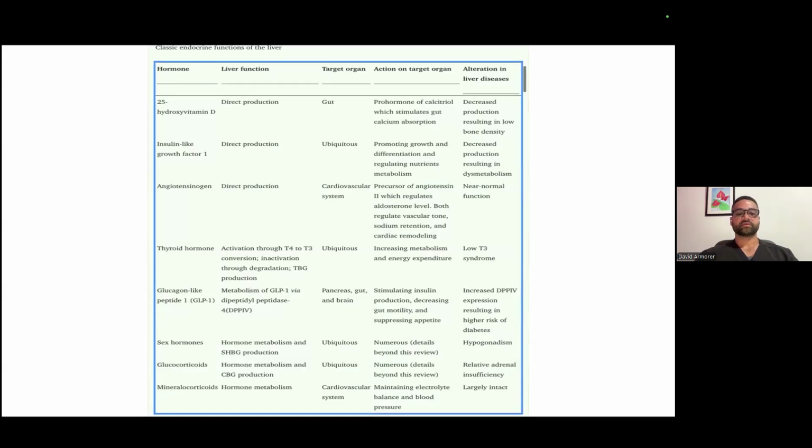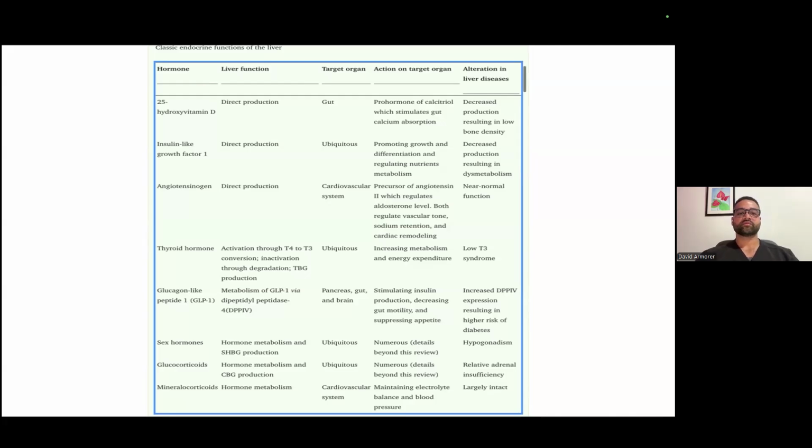So here's a nice table which would just briefly go through the endocrine functions of the liver. From the vitamin D production, the 25-hydroxyvitamin D, the liver directly produces it. It has its target activities on the gut. It is a prohormone of calcitriol, which stimulates calcium absorption from the gut. This table also highlights what happens in liver pathology. There's decreased production, resulting in low bone density when the liver is affected. So that's how you see that the liver does have a very important role in production of 25-hydroxyvitamin D.